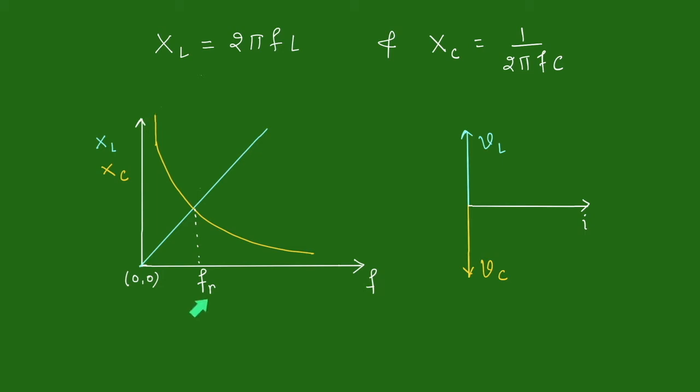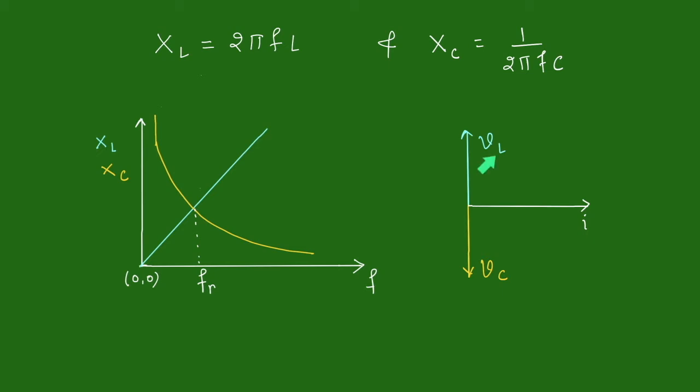Whereas if we increase the frequencies beyond FR, XL goes on increasing and XC goes on decreasing, and at a very large frequency XC will become negligibly small compared to XL. At frequency FR, XC is equal to XL, and so if inductor and capacitor are connected in series having the same current flowing through them, IXL, that is VL, will be equal to IXC, that is VC.